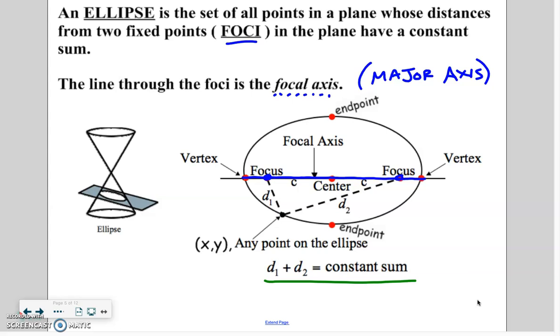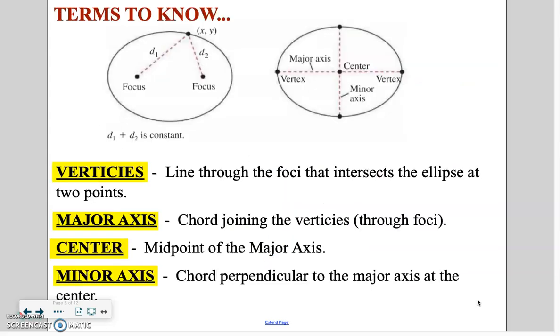So that's why I want you to write that up there, just so you're aware that we kind of have two different words for the same thing, or two different terms for the same thing. I just don't want to create confusion. This is probably the last time we're going to call it the focal axis. We're going to move on to the major axis from here on out. Okay? Questions so far? Okay.